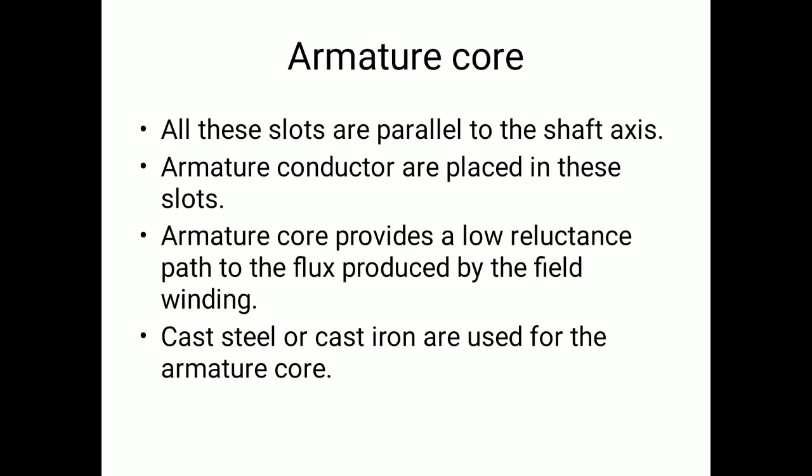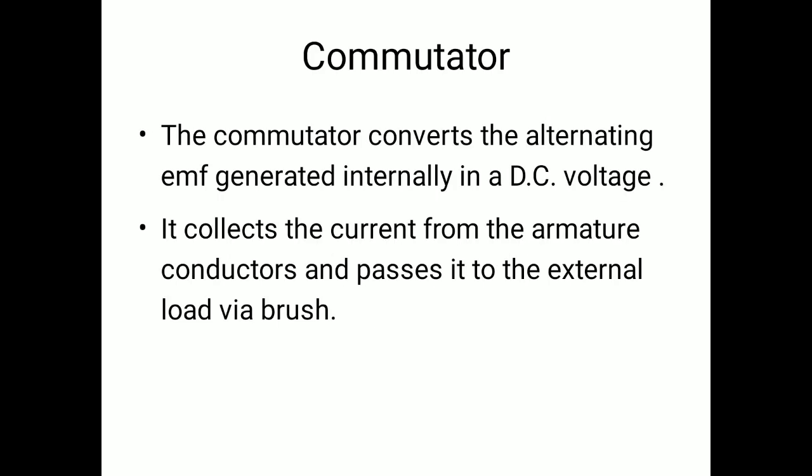There are two types of armature winding: one is the lap winding, and the other is the wave winding. Next is the commutator. The commutator is used to convert the alternating EMF generated internally into DC voltage, which means it takes the alternating current from the armature, converts it into direct current, and sends it to the external load. Next are the brushes. Brushes are made of carbon. The main function of the brushes is to collect the current from the commutator segments.